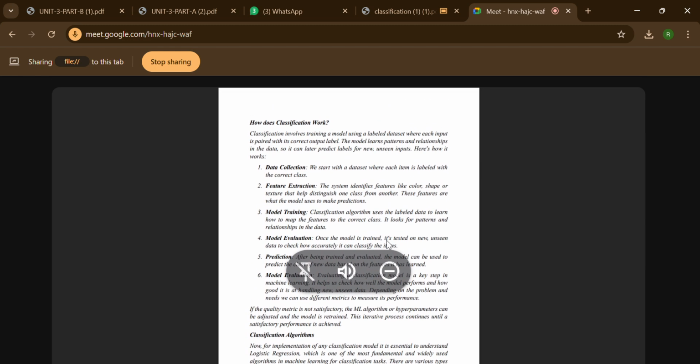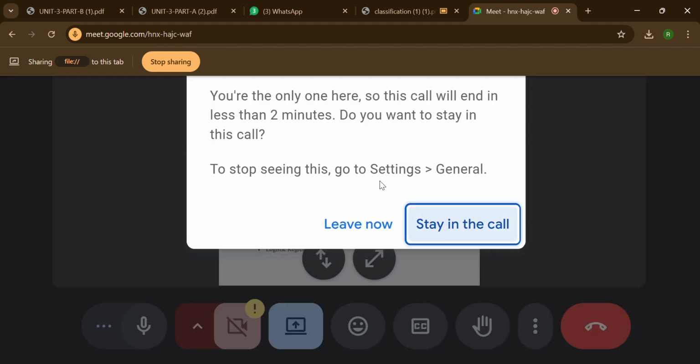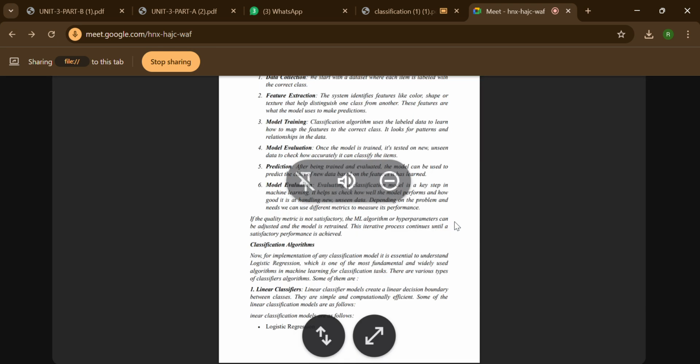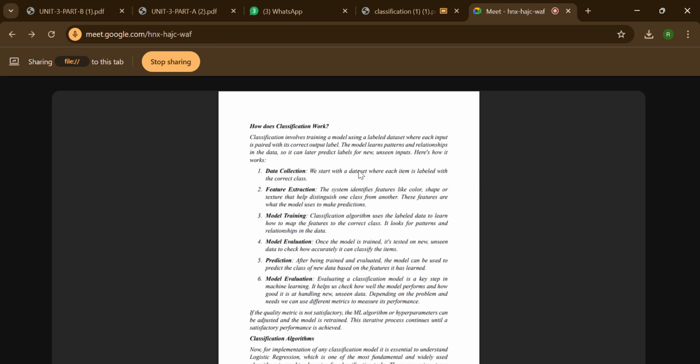Now let's come to how classification works. Classification takes place in a few steps. Let's have a small overview of these steps. The first one is data collection. It gathers the labeled data. Next one is feature extraction. It identifies useful features like color or shape.